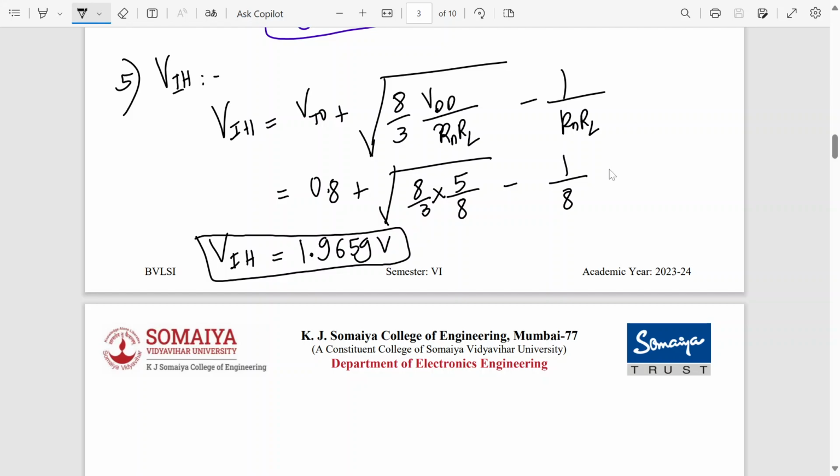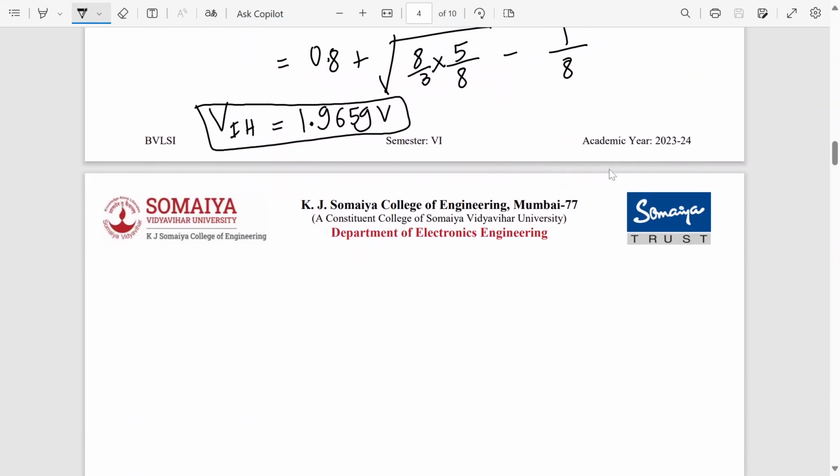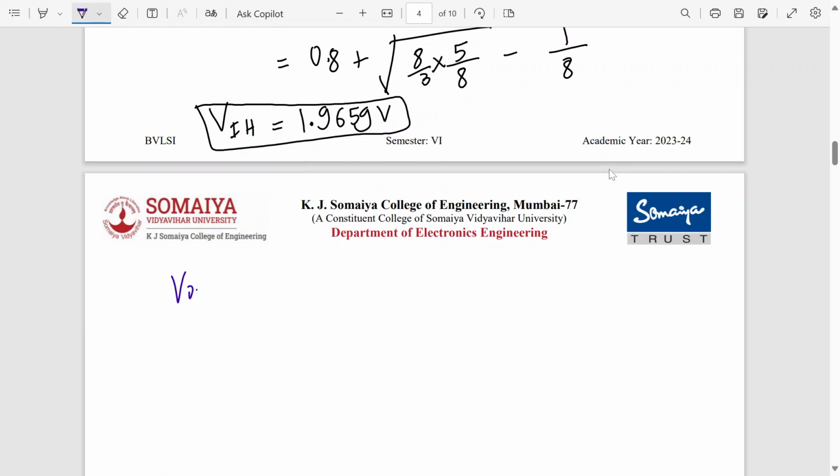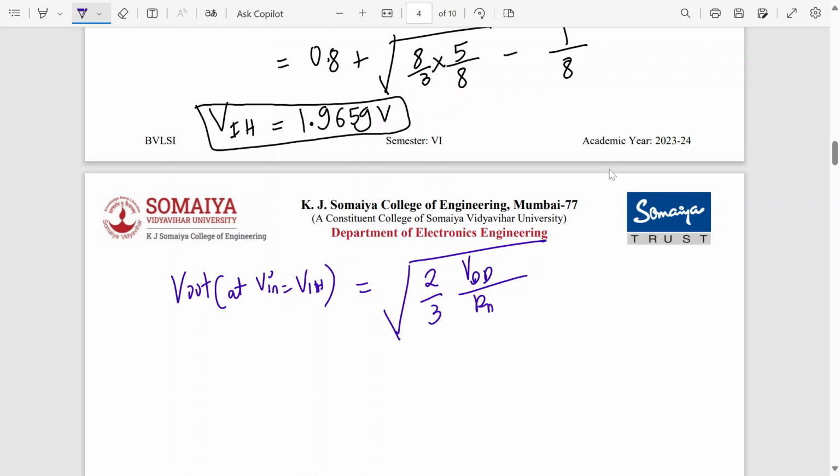Alright, got the value of VIH. Now we have to find the value of V out at V in equal to VIH. That will be square root of 2/3 VDD upon Kn into RL.